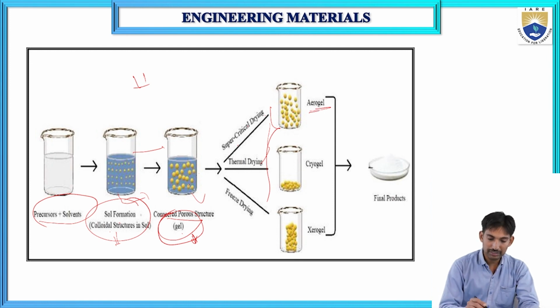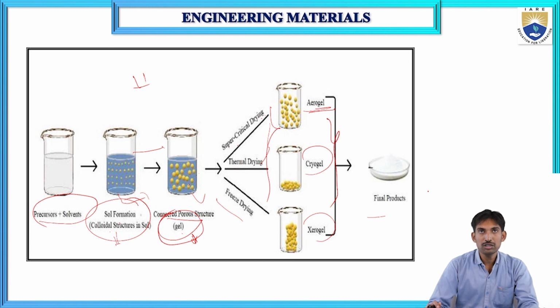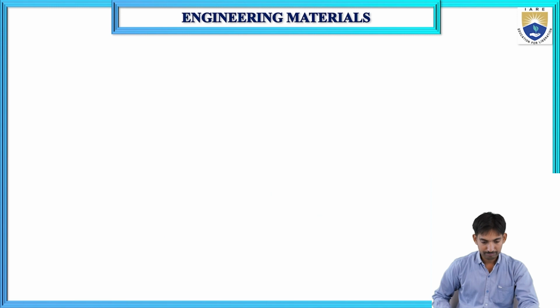By using supercritical drying, we will get the aerogel. If you use thermal drying, we will get xerogel. If you dry with freeze drying, we will get cryogel. After that, if you grind it, we will get the final product, the nanoparticles. This is the synthetic procedure of the Sol-gel process.